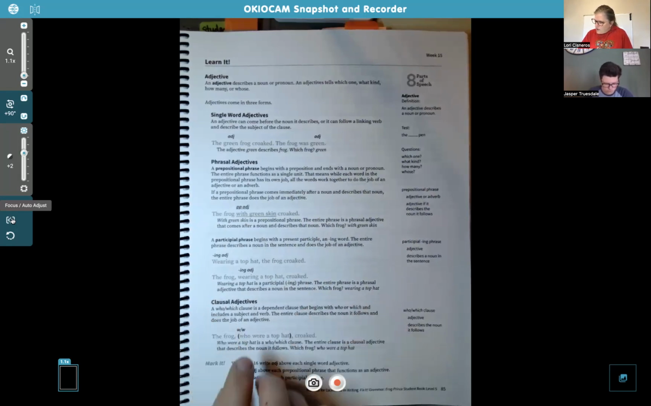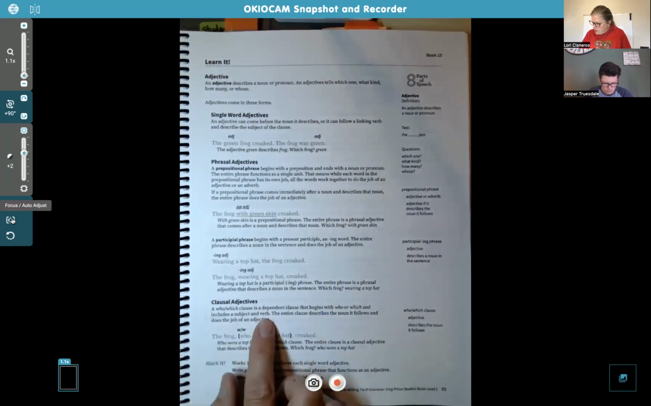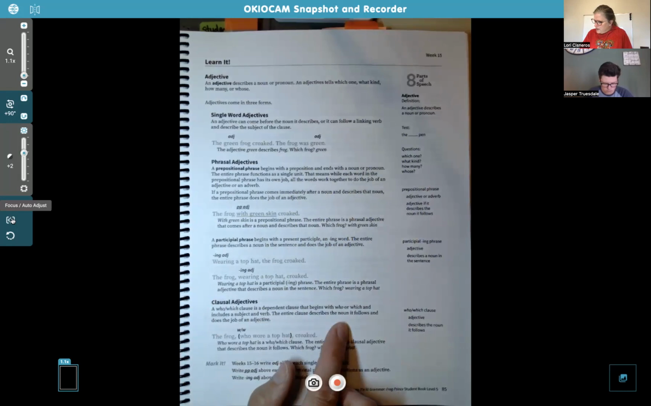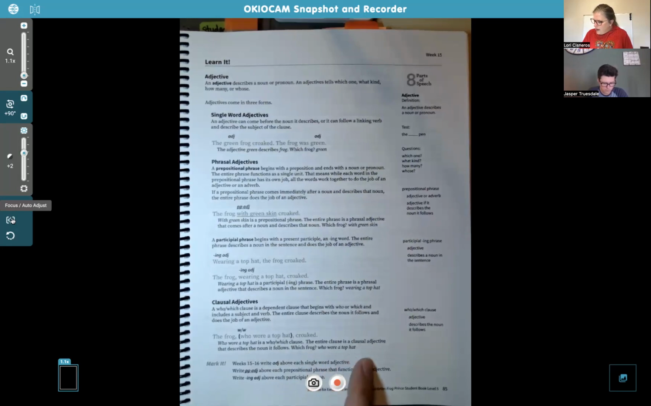Okay. And then we have clausal adjectives, and that's the who, which clause. We're familiar with those. It's a dependent clause that begins with who or which and includes the subject and verb. The entire clause describes a noun it follows and does the job of an adjective. The frog who wore a top hat croaked. So there's our who clause. Who wore a top hat is the who, which clause. The entire clause is a clausal adjective that describes a noun it follows. Which frog? Who wore a top hat.